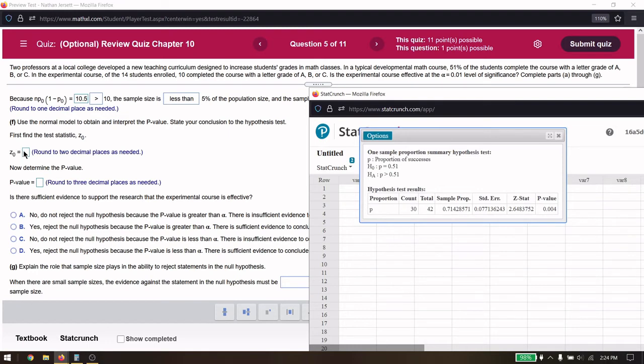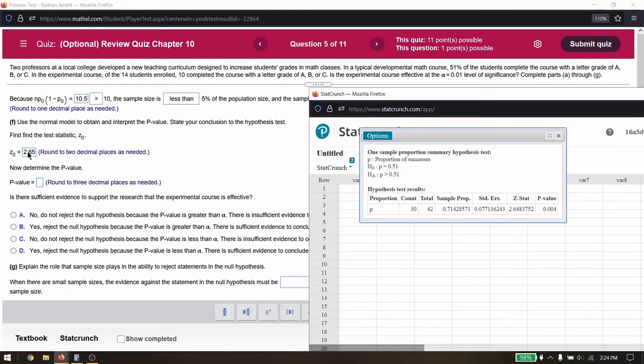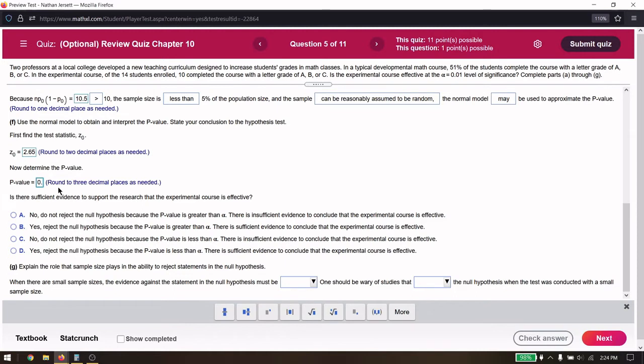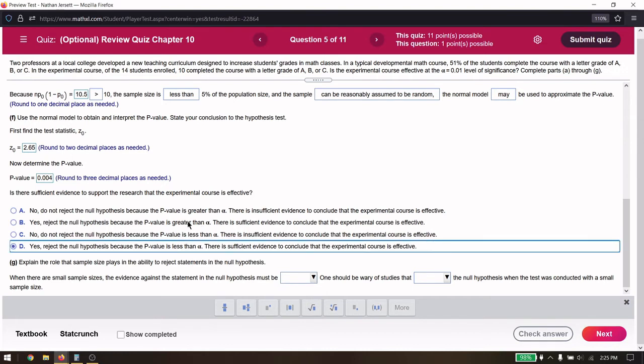So the test statistic, 2 places, is going to be 2.65. Yep, 2.65. And the p-value is 0.004. Well, that p-value is much smaller than the alpha. So yes, we do reject the null hypothesis because the p-value is less than alpha, not greater than alpha. There is sufficient evidence to conclude it is effective.